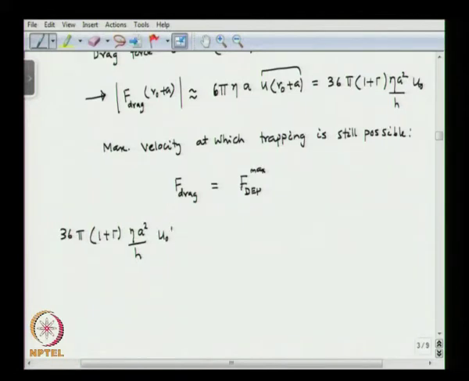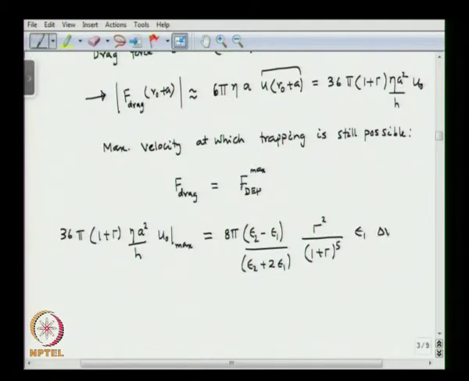U0, that is the maximum velocity that we are interested to find out, equal to 8 pi epsilon 1 into (epsilon 2 minus epsilon 1) divided by (epsilon 2 plus 2 epsilon 1), into gamma square divided by (1 plus gamma) to the power 5, into delta V square.